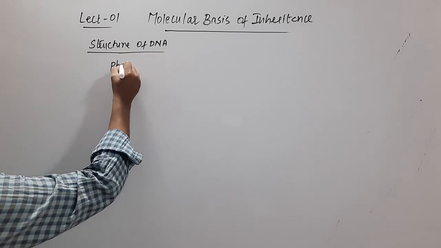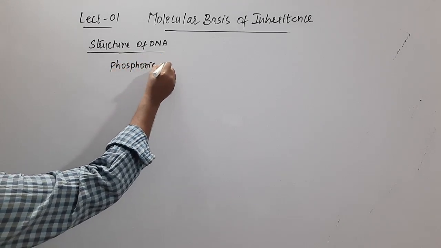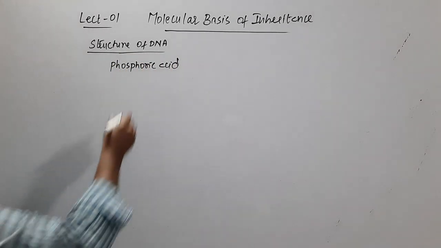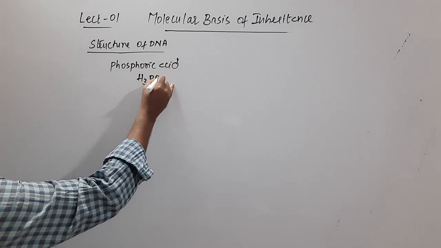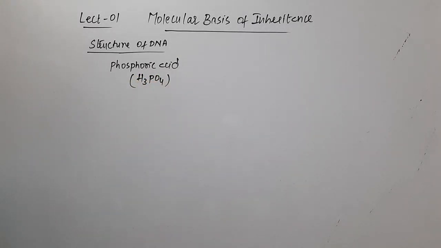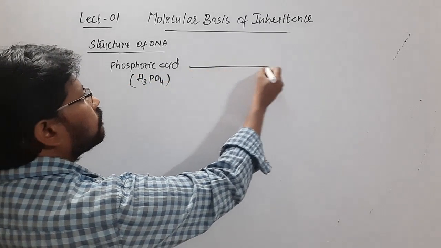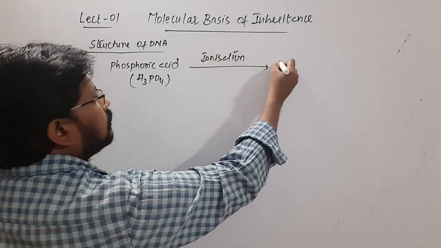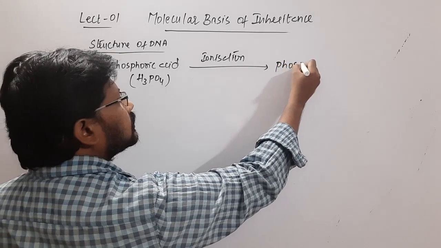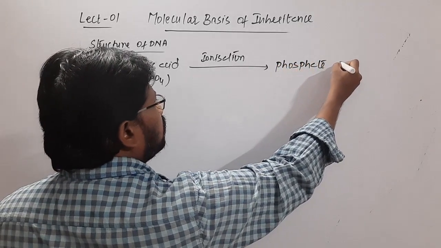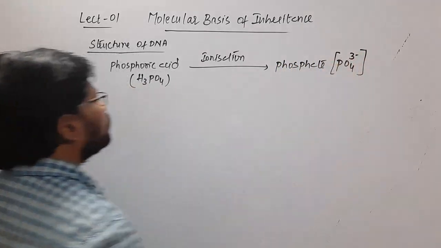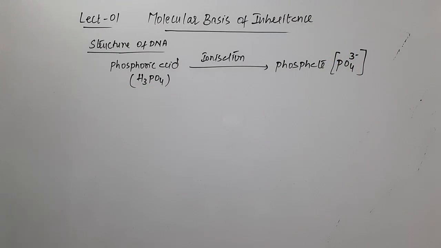So let's see, phosphoric acid. This phosphoric acid, whose molecular formula is H3PO4, PO4. Okay, and the ionization will result in the formation of phosphates, that will be PO4 3 minus.